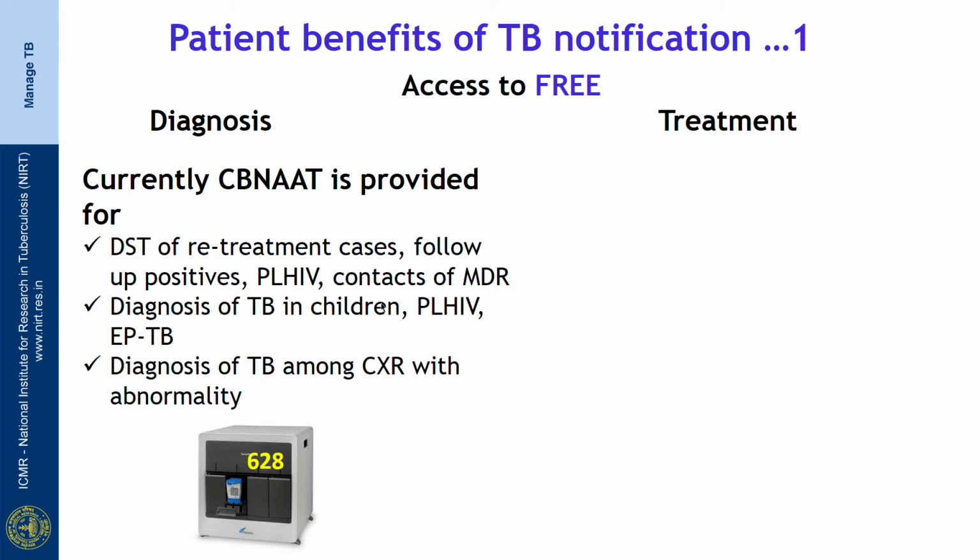includes DST for retreatment cases, follow up of positives, PLHIV, contacts of multi-drug resistant TB cases, diagnosis of TB in children, PLHIV, extrapulmonary TB, diagnosis of TB among chest X-ray with any abnormality. So, these are the cases, and these 628 machines are available now who can cater to, and the access for diagnosis is available for the patients notified by the private sector.